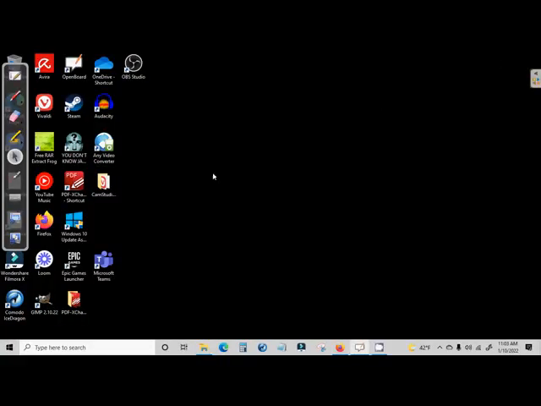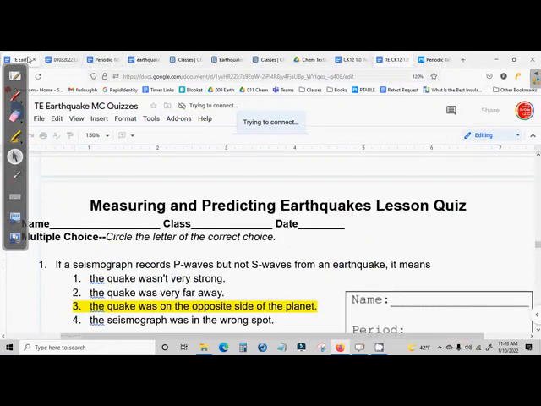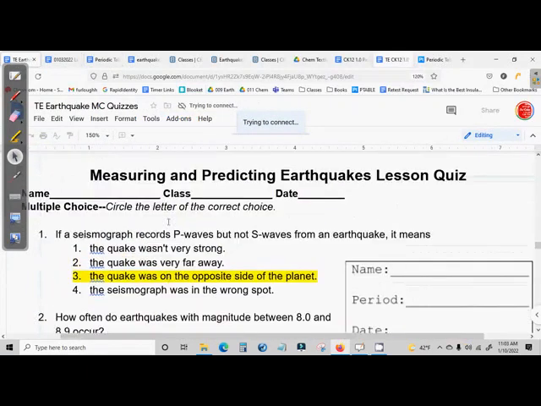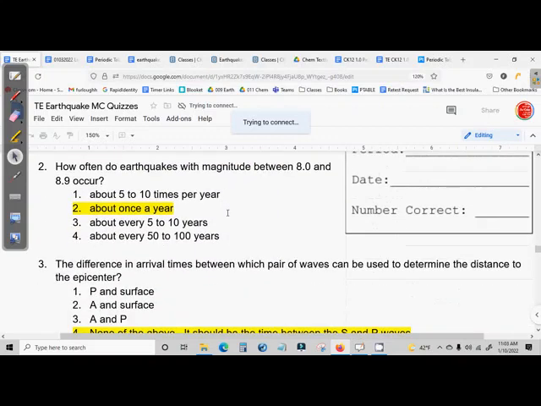Now, the other thing I wanted to go over quickly was the graded assignment that you had. All right. So measuring, predicting earthquakes. If the seismograph records P waves but no S waves, we know it's on the opposite side of the planet. That question was directly in your review questions. So that's why it's important to do those. So when I give you an open notebook assignment, you have that work.